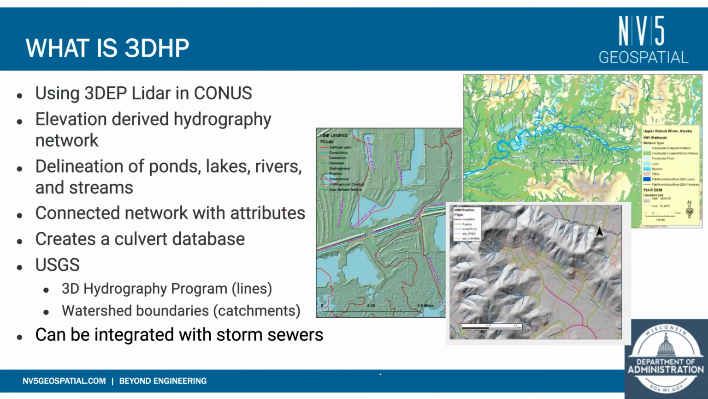This is probably a little unnecessary for this audience, but basically we have the 3DHP that everyone understands. We're creating the ponds, the lakes, the rivers, the streams. We're connecting it together. We're creating culverts. We have the line work coming out of the 3DHP program. We have the catchments, and then we also have the potential of integrating with storm sewer systems. Next slide.